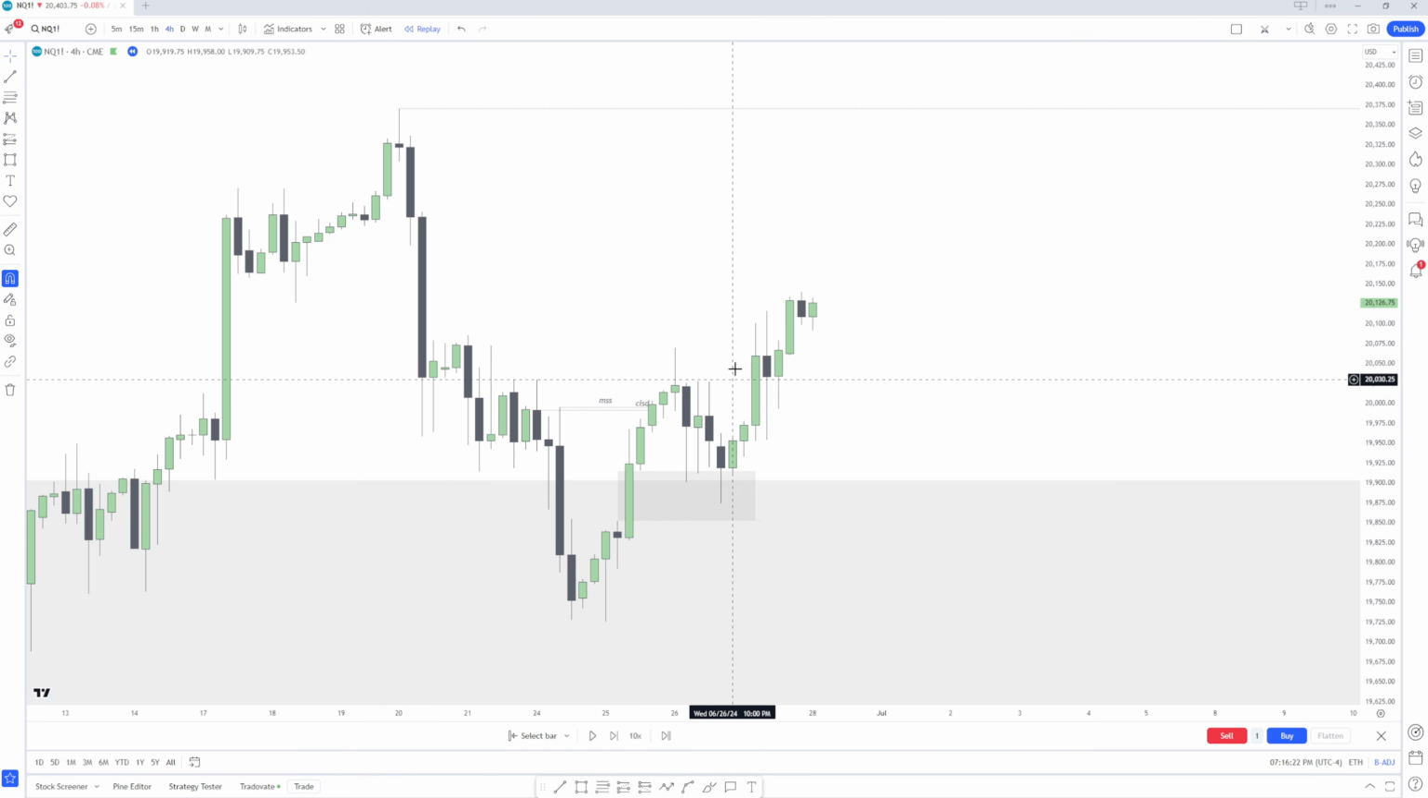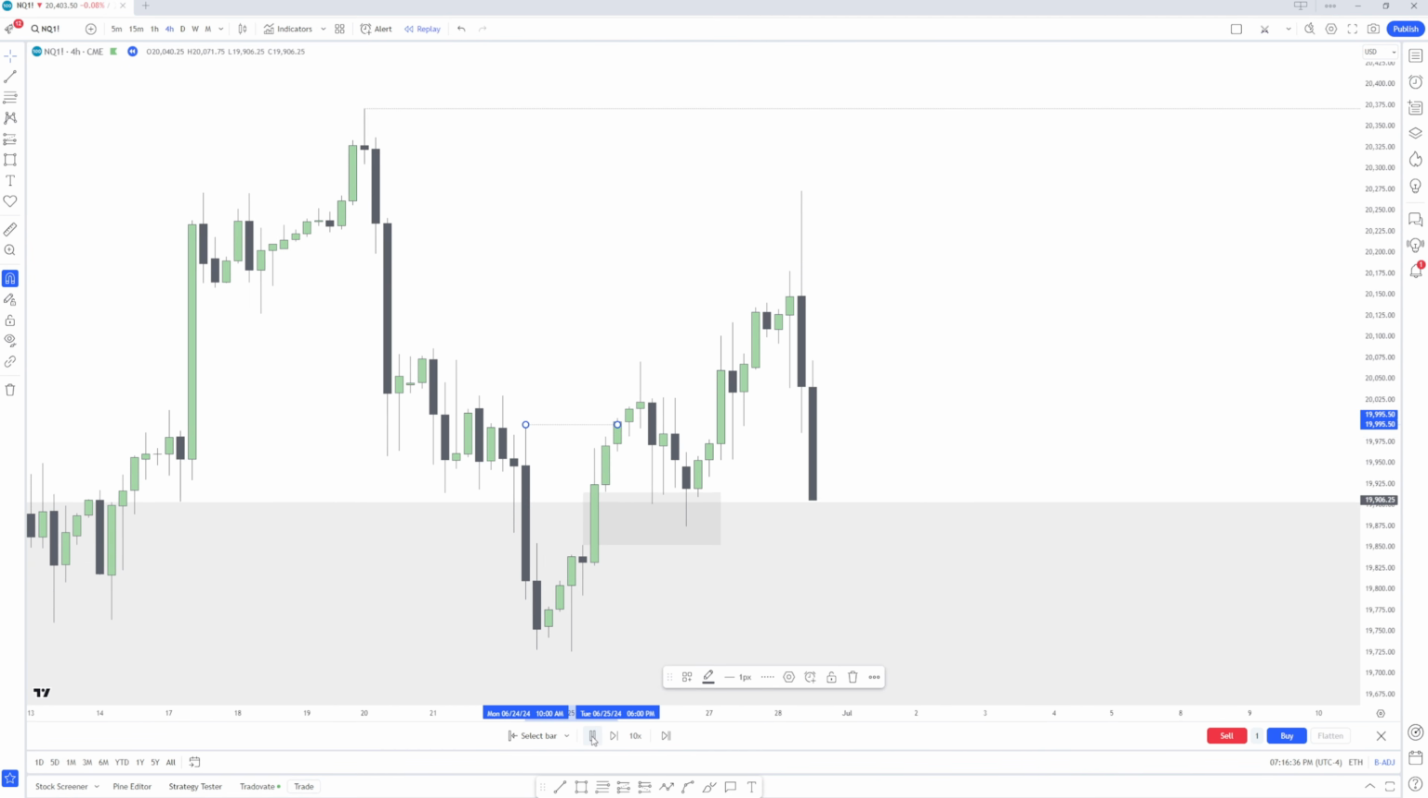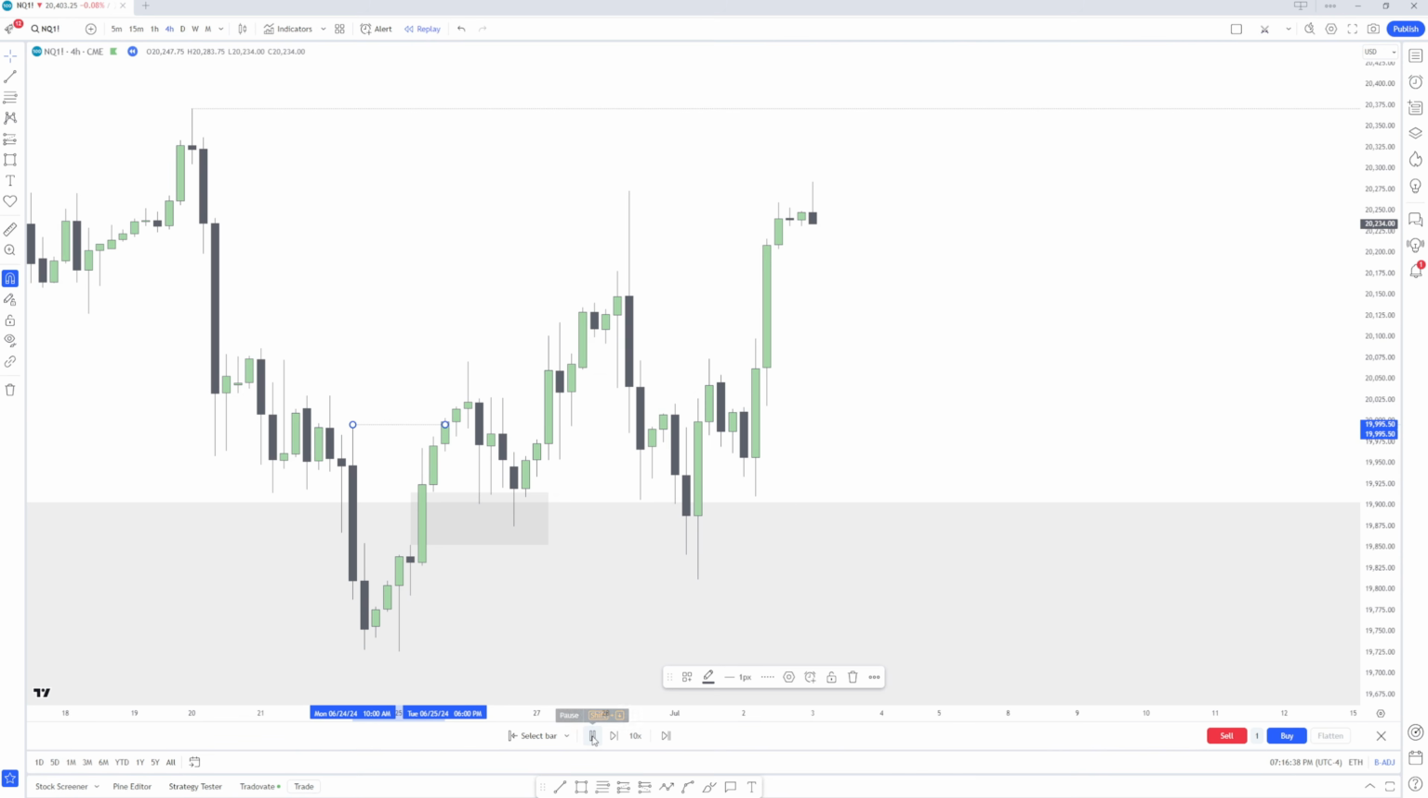So now that this 4-hour order flow is in alignment, we should continue to respect bullish discount arrays and head higher towards this weekly buy side liquidity. Now let's fast forward a little bit and I'll show you guys the trade that I took actually today.